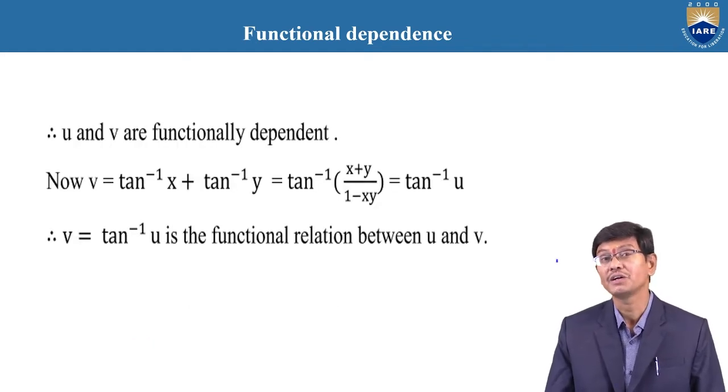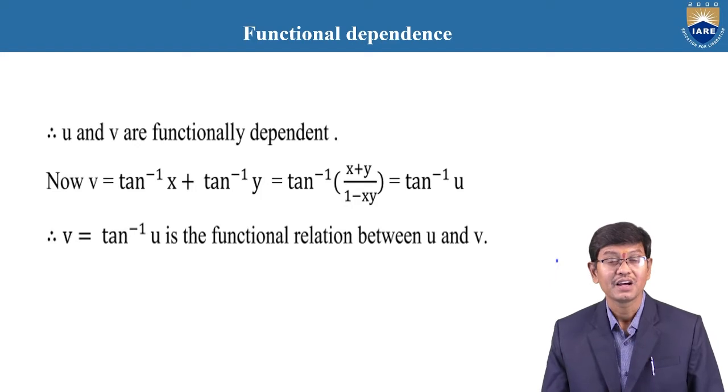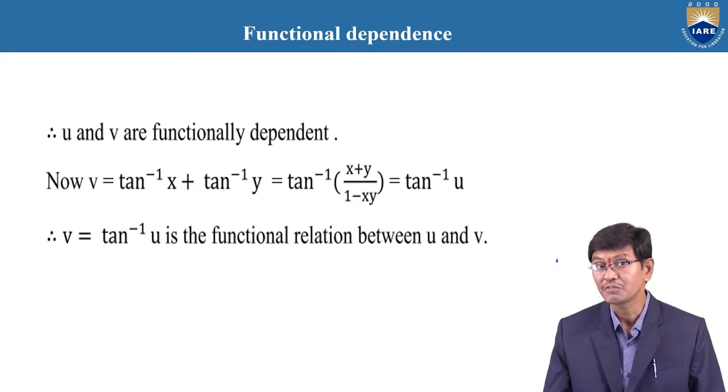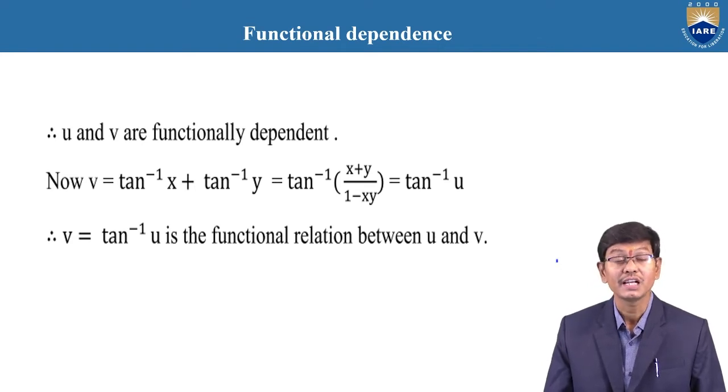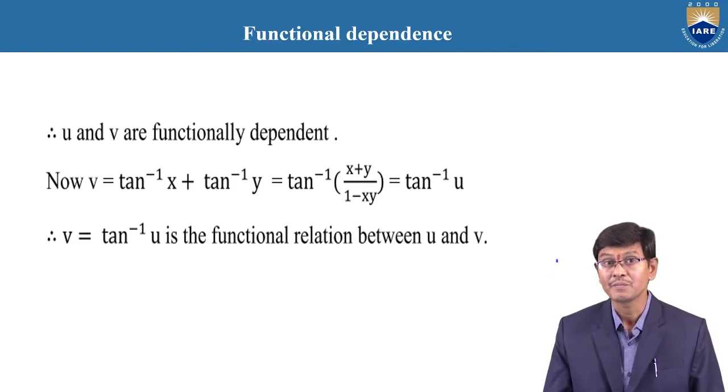Next, we want to find out the relation between the given functions u and v, since functional dependence is possible. Clearly, we have verified that the given two functions u, v are functionally dependent. Now we need to find the relation between u and v. Observing v is equal to tan inverse x plus tan inverse y, and we know the inverse trigonometric property that tan inverse x plus tan inverse y is equal to tan inverse of x plus y by 1 minus xy.